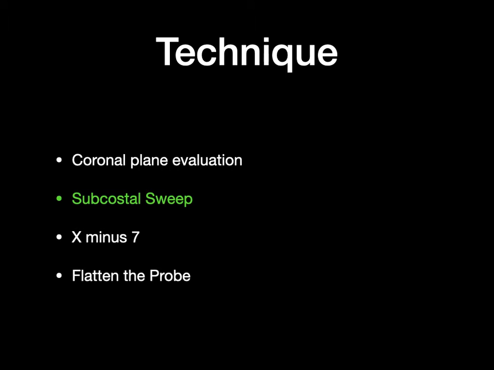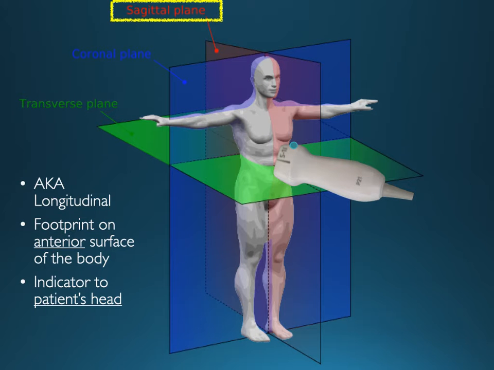Let's move on to the subcostal sweep. The subcostal sweep technique of evaluating the gallbladder requires that you begin near the epigastrium in the longitudinal plane, meaning the probe marker is towards the patient's head. A sweep or fan is made through the right upper quadrant just under the costal margin in search of the gallbladder.